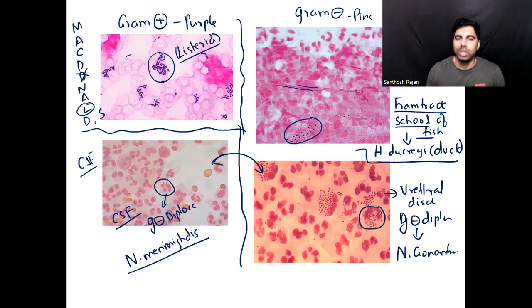Neisseria gonorrhoeae. Same. So you are seeing diplococci. Here, this is basically lens shape. This is kidney shape. They call this kidney shape. Remember, diplococci means paired cocci, pink color. This is Gram negative.